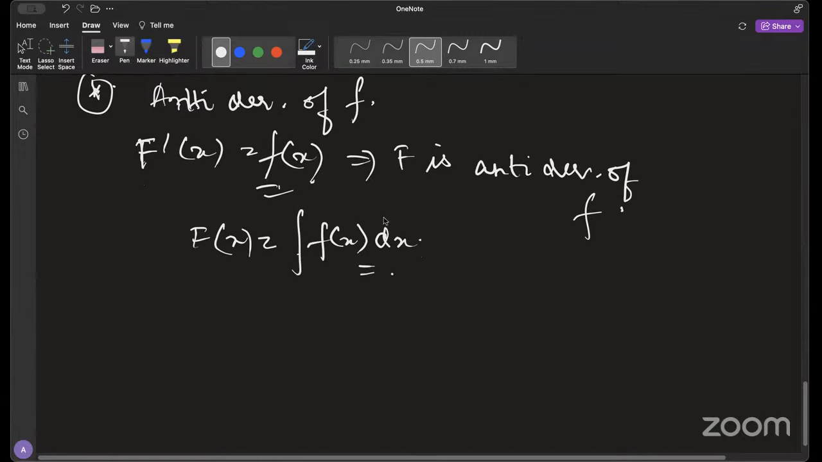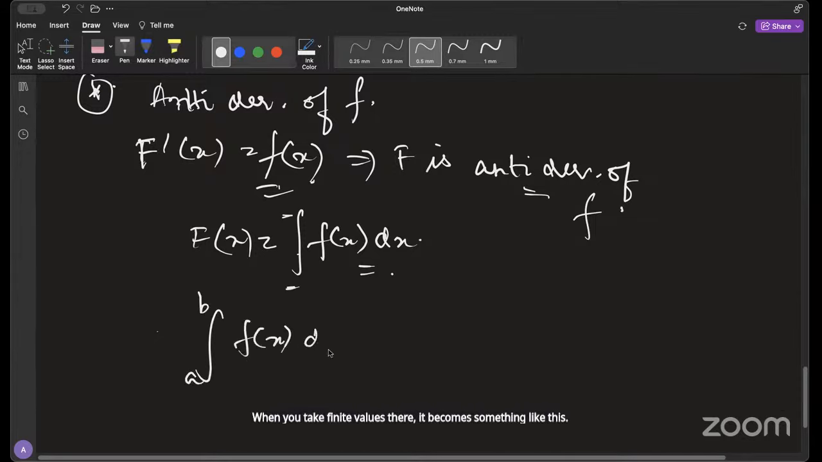The notation for it is also called the indefinite integral. And then there are definite integrals, where you take finite values here. When you take finite values here, it becomes something like this. Ma'am, may I ask, is this called a definite integral? Yes.